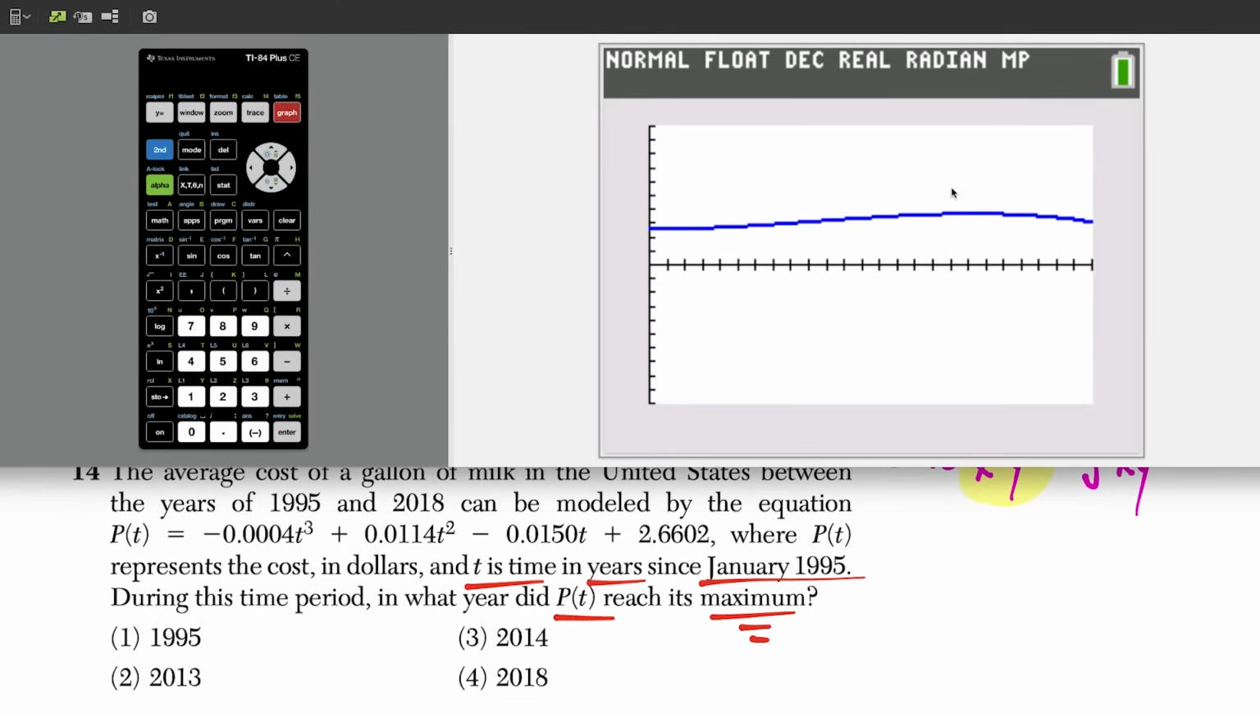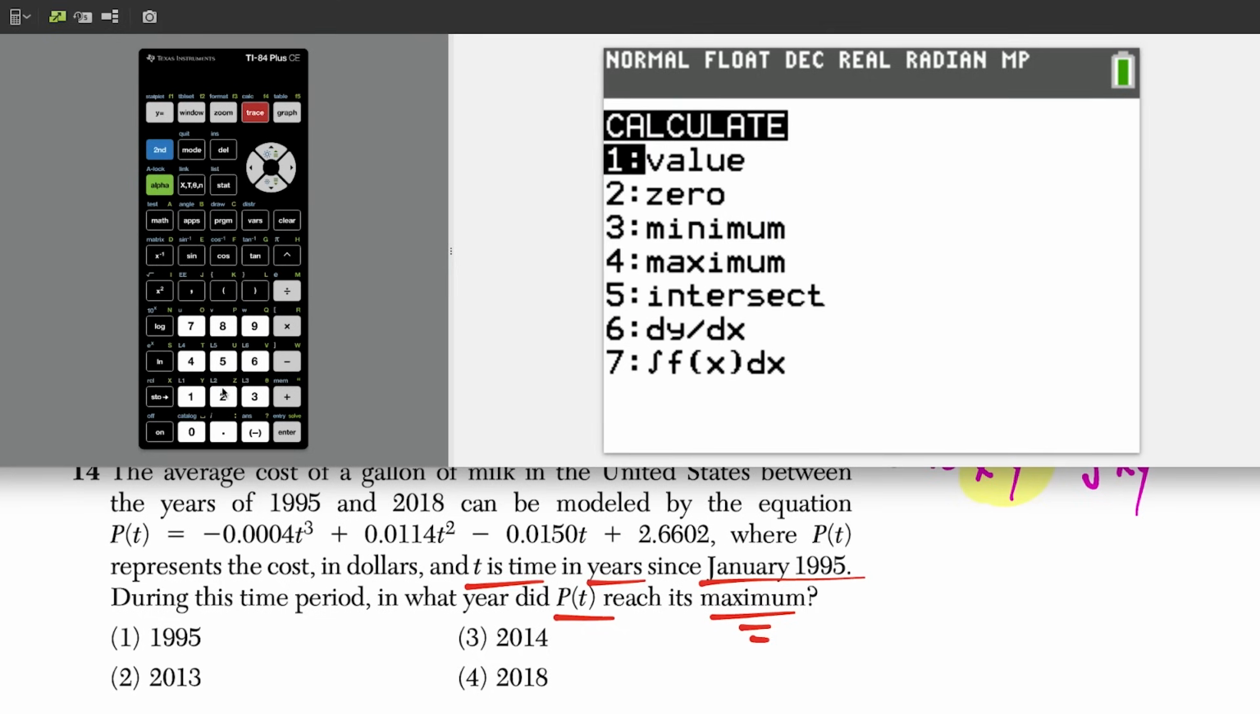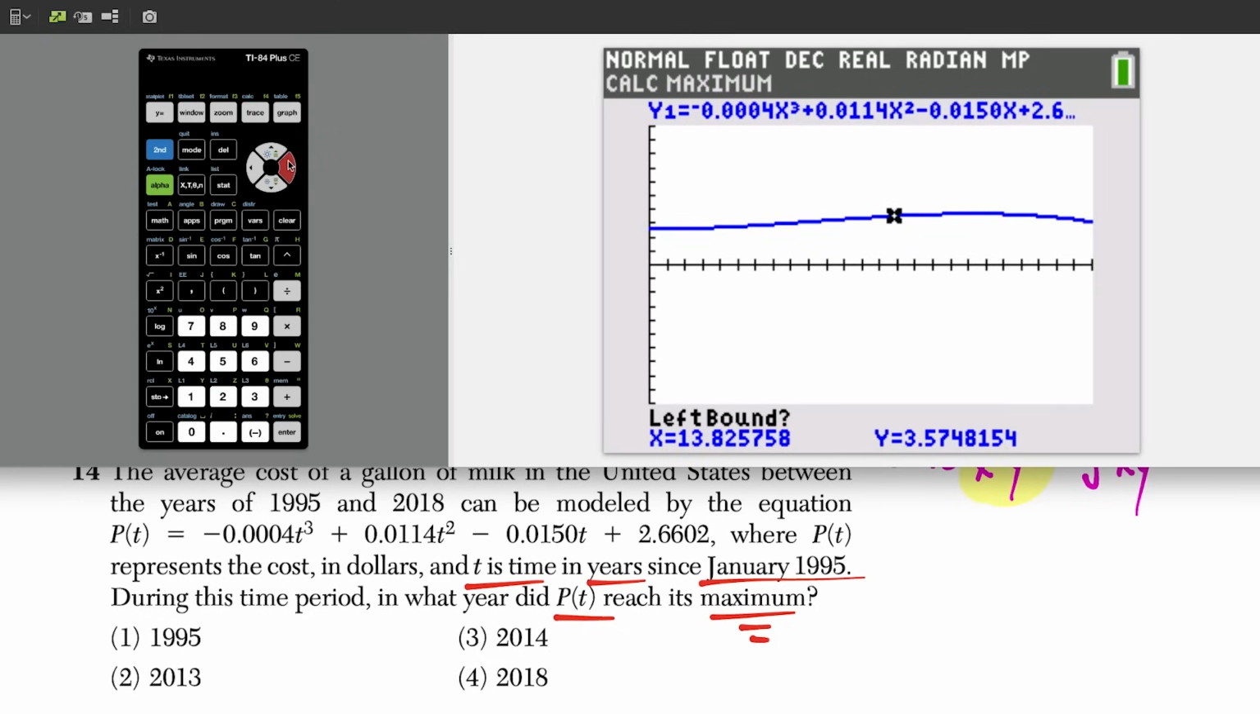We could see the maximum is somewhere over here in this neighborhood. So I'm going to press second trace, maximum is number 4, and I scroll to this neighborhood here.